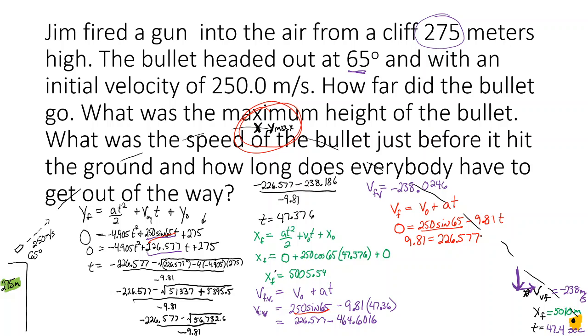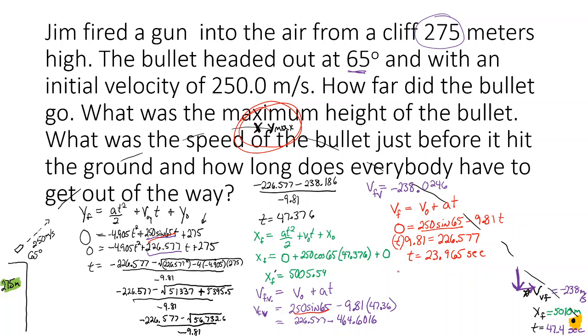226.577. Save ourselves the work of reinventing the light bulb. So we're going to take 226.577, and t magically disappeared. It shouldn't have. It should be right there. And we'll divide that by 9.81. And we're going to get the time till it reaches its maximum height to be 23.965 seconds.